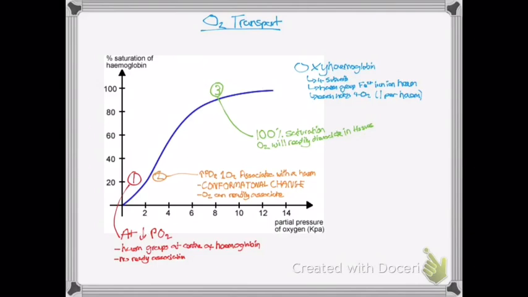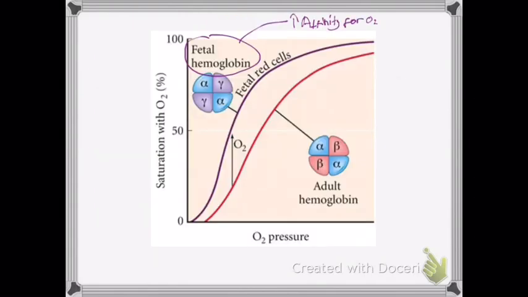This conformational change takes the heme groups away from the center, making them much more accessible, easy for oxygen to bind to. Then finally we reach 100% saturation. After the blood has left the lungs, we usually expect 100% saturation. Okay, so that is oxygen transport.